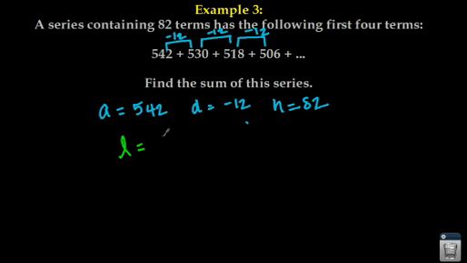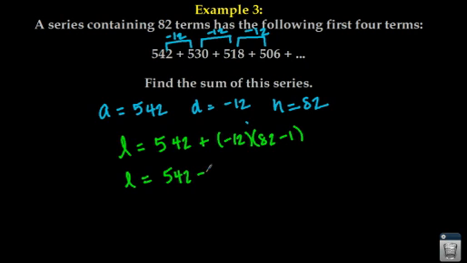Okay, so we're going to say 542 plus negative 12 times, we have 82 terms, N, which is 82 minus 1. So equals 542 minus 12 times 81. Okay, so we are going to put this into our calculator, and we find that our last term has a value of negative 430.